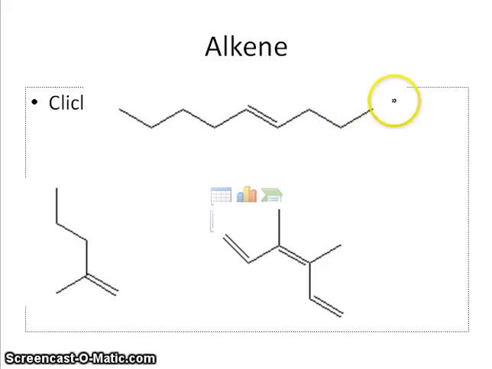Now, for instance, this first one here, you would think, oh, I'm just going to name it any way you want. Like start here, 1, 2, 3, 4, 5, 6, 7, 8, 9, and it'd be a nonene, which you'd be correct. But what you would be incorrect in assuming would be the numbering order. Since alkenes have double bonds in them, you have to consider those when naming them.